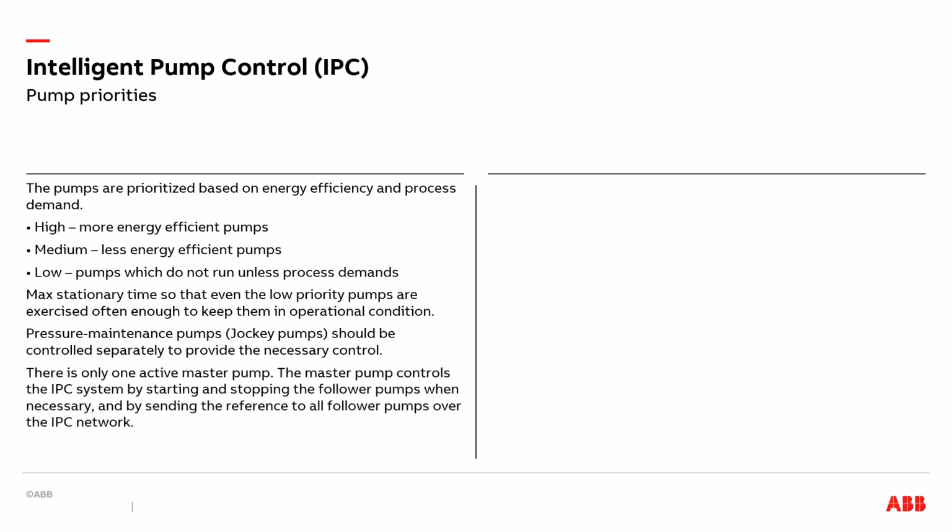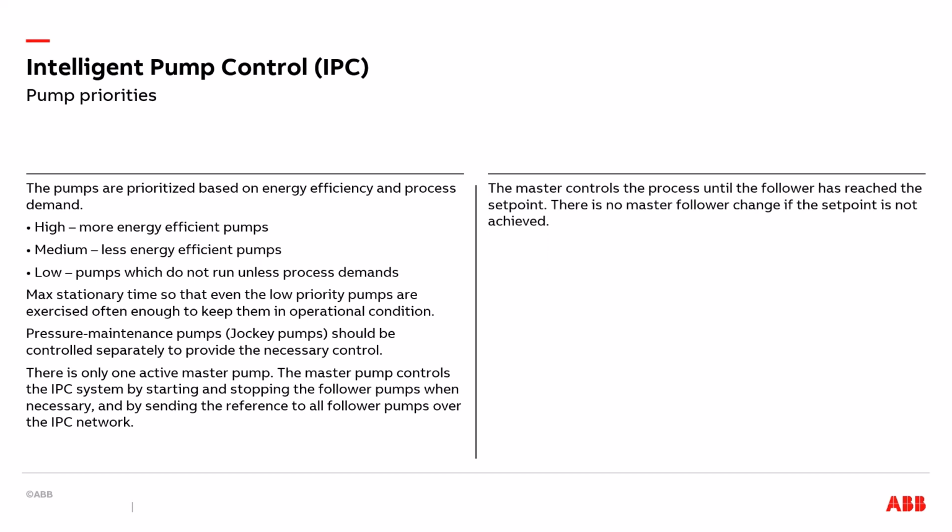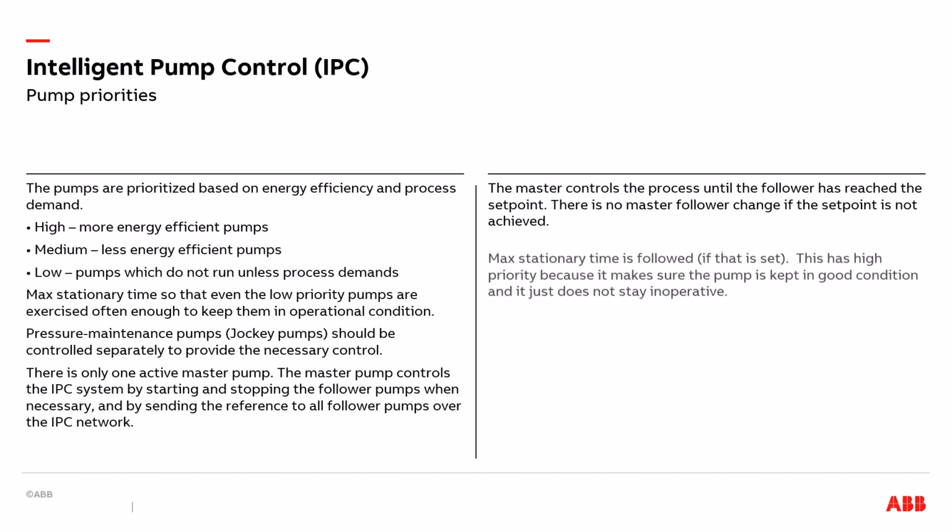There is only one active master pump. The master pump controls the IPC system by starting and stopping the follower pumps when necessary, and by sending the reference signal to all follower pumps over the IPC network. The master controls the process until the followers have reached the set point. There is no master follower change if the set point is not achieved.